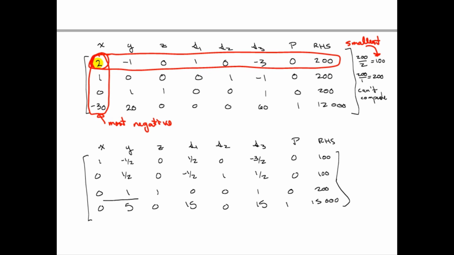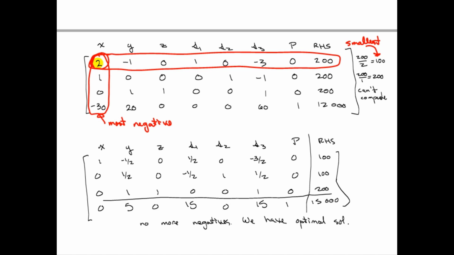Okay, remember this bottom row, which we can think of separating out. You don't have to, but remember that represents your objective function. That means, when we look at that bottom row, we look to see if there are any more negatives. In this case, there are not. So that tells us that we have the optimal solution. And all we need to do is write it down.